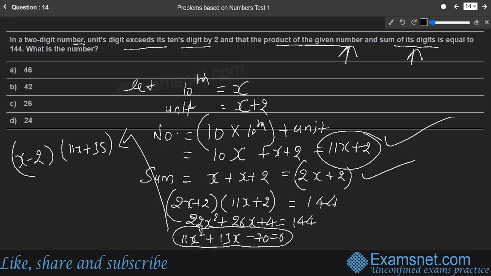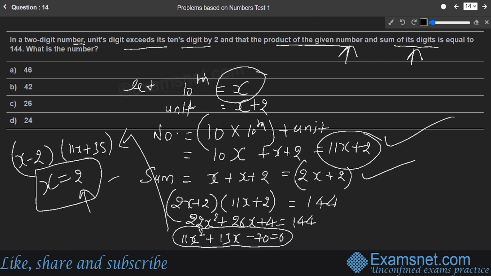So these are the two products that have come. Taking the x value as 2, because the unit digit cannot be a fraction. Otherwise, it is coming as −35/11, which is not possible, because any digit cannot be a fraction. So the only possible digit is 2. So our unit digit has come out, and the tens digit has come out to be x as 2.